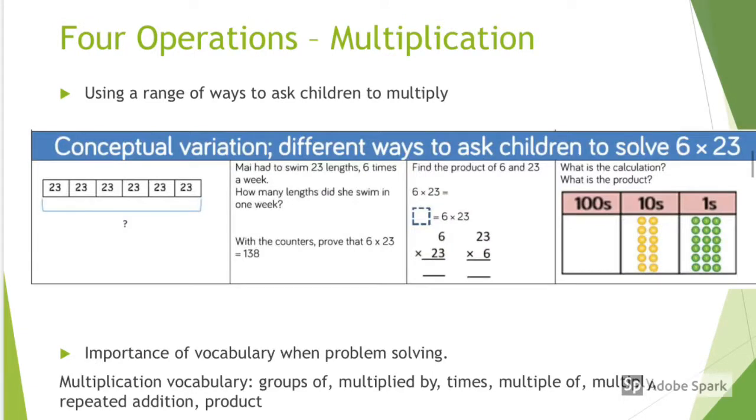Again, just like with addition and subtraction, it's really important that we show children lots of different ways to solve multiplication questions. So on here, you can see lots of different ways we might ask the children to solve the question 6 times 23. And underneath, you'll be able to see lots of different vocabulary that means multiplication or to multiply.